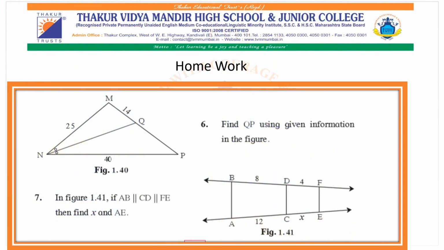If you remember, there are a few sums which we have left in between. Those sums you will be solving as homework. You can see the first two sums on your screen, sum number 6 and 7, which you will be solving as homework. In sum number 6, you will be using the angle bisector property. And in sum number 7, you will be using the property of intercepts made on three parallel lines.